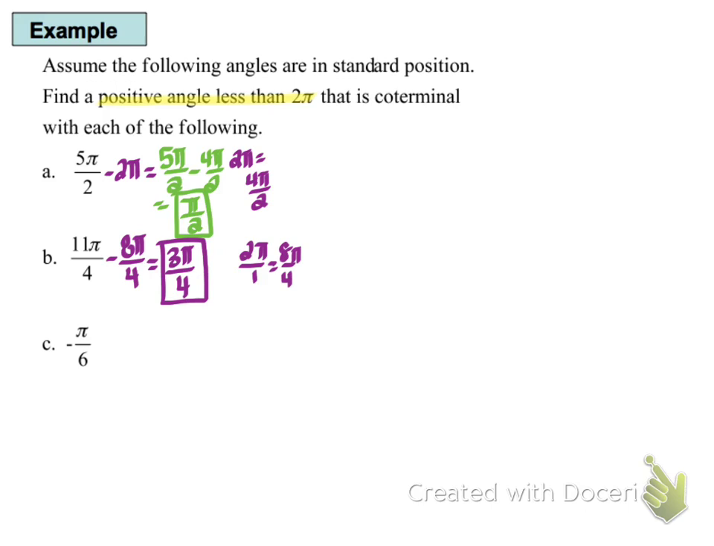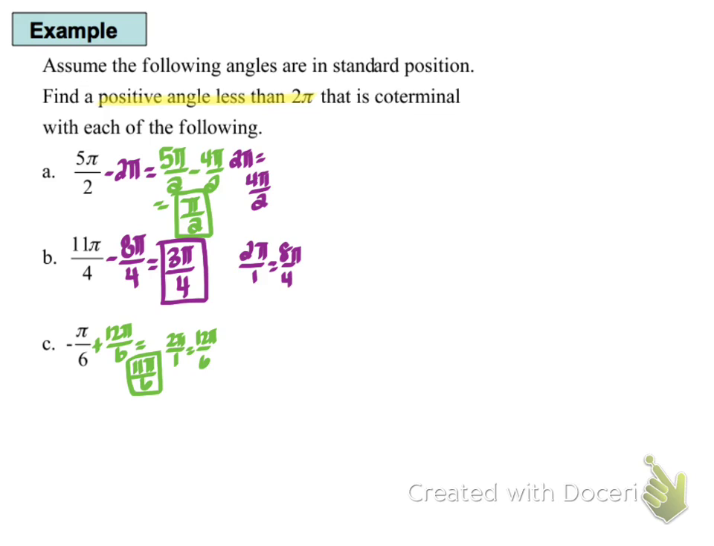Negative pi over 6 is the last one. Now in this case we're negative. We need to get positive, so we're going to have to be adding 2 pi. But I want to know 2 pi, or 2 pi over 1, is how many sixths? So we're going to have to multiply by 6, and we get 12 pi over 6. So we're going to add this negative pi over 6 to 12 pi over 6. And when I do that, I end up with 11 pi over 6, which is less than 2 pi.